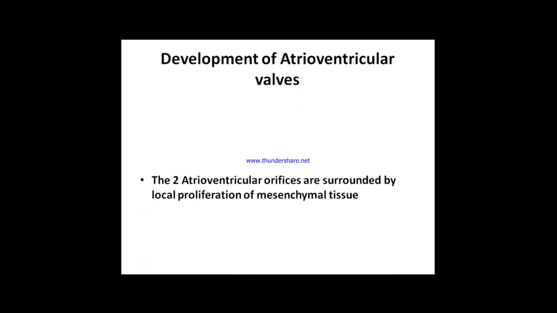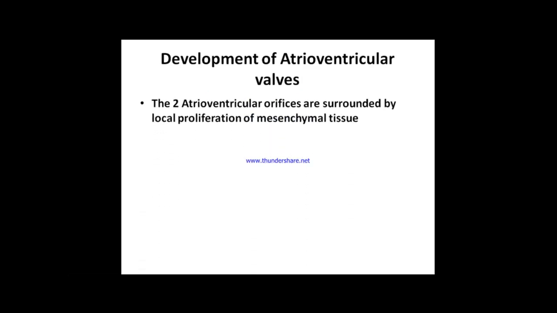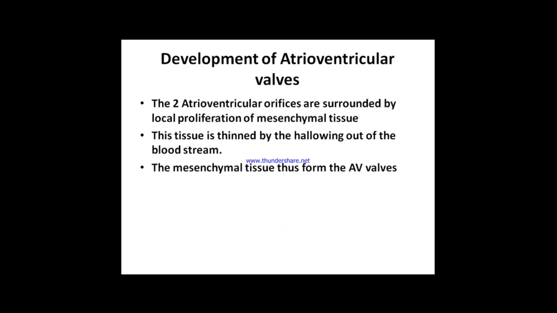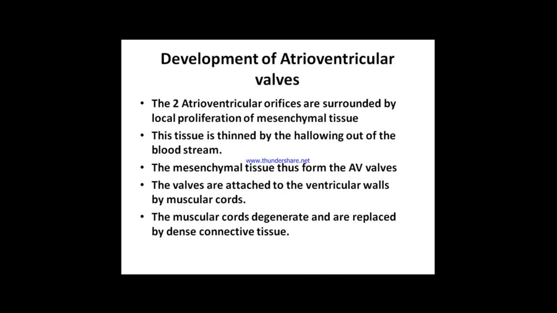Now, development of atrioventricular valves. The two atrioventricular orifices are surrounded by local proliferation of mesenchymal tissues. This tissue is thinned by the hollowing out of the bloodstream. The mesenchymal tissue thus forms the AV valves. The valves are attached to the ventricular walls by muscular cords. The muscular cords degenerate and are replaced by dense connective tissue.